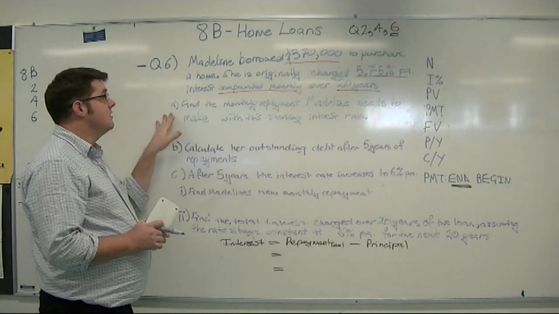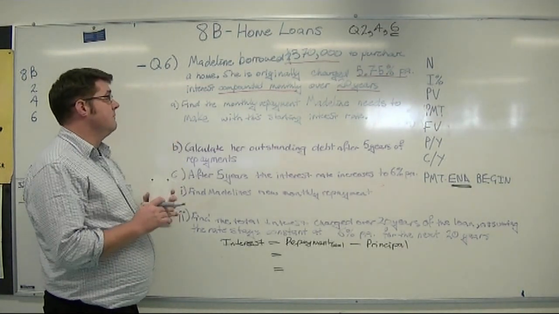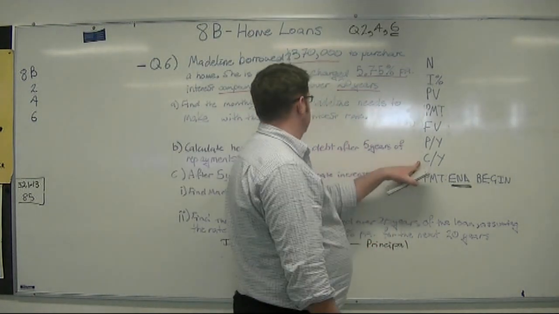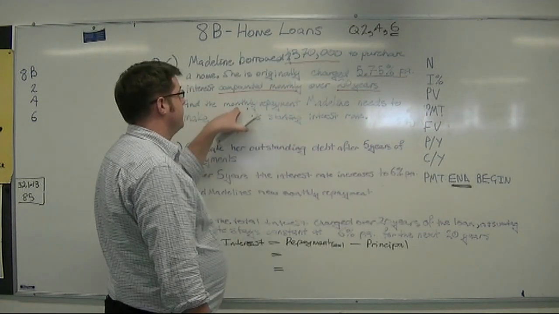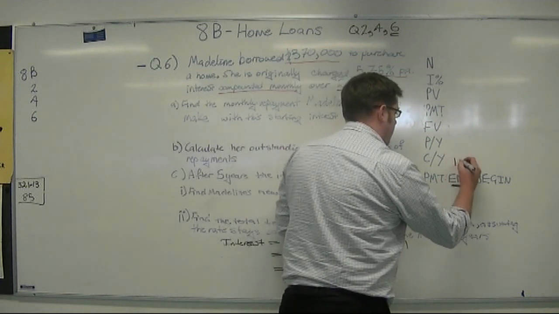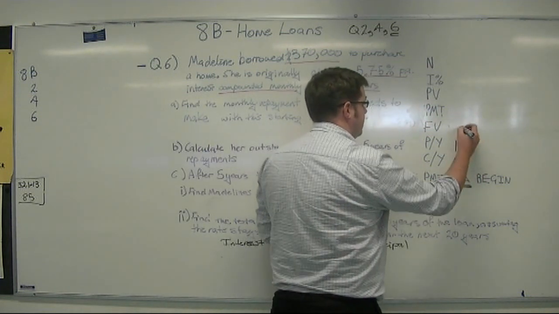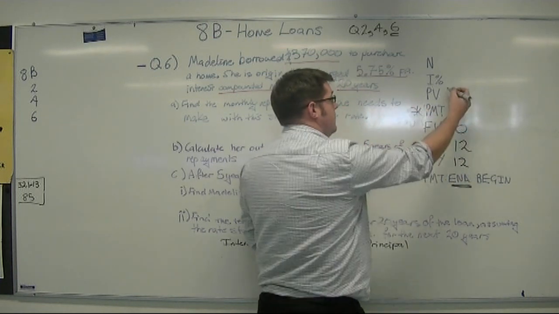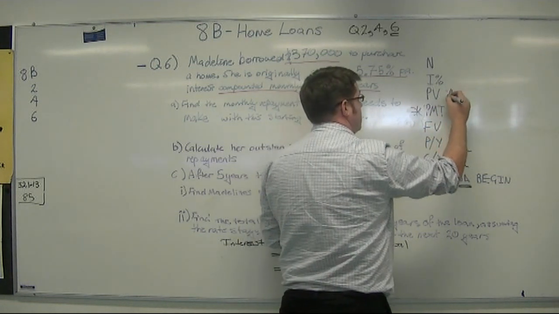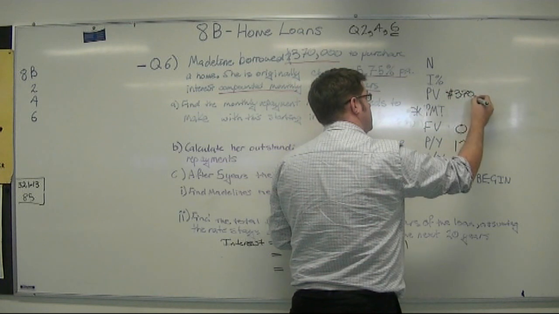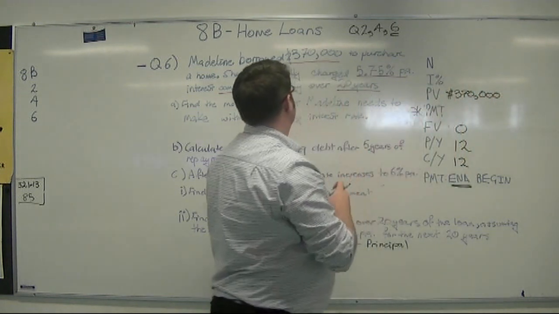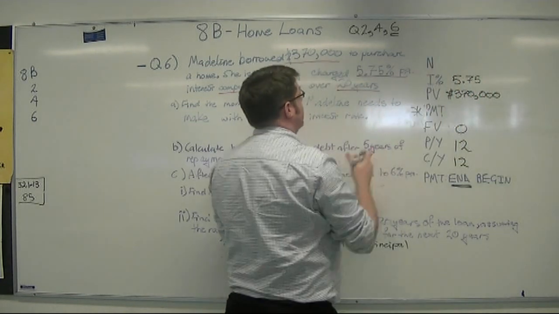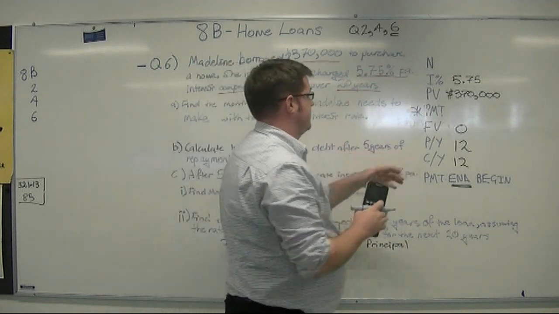We're asked in 6A to find the monthly repayment Madeline needs to make with this starting interest rate. So, we go over here. Our compounding periods per year, we're told we are compounded monthly, so this will be 12. Our payments per year will also be 12. The final value of the loan will be 0. We'll need to find the payment value. The present value is what we're borrowing, which is $370,000. The interest rate that we're told is 5.75. Our number of periods is 20 years times 12, which is 240.